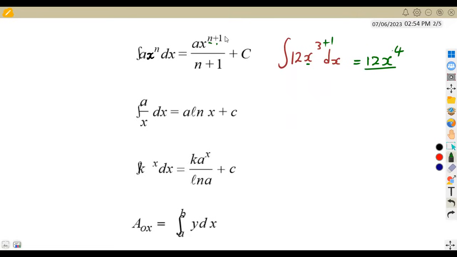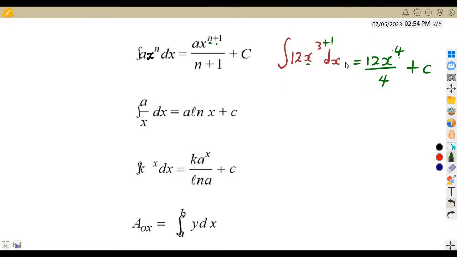We divide by the new exponent, n plus 1. This is the new exponent that you have before. So this is our new exponent, which is 4, so you divide by 4. Then we are going to add the constant of integration. You add this for each and every integration that you make.